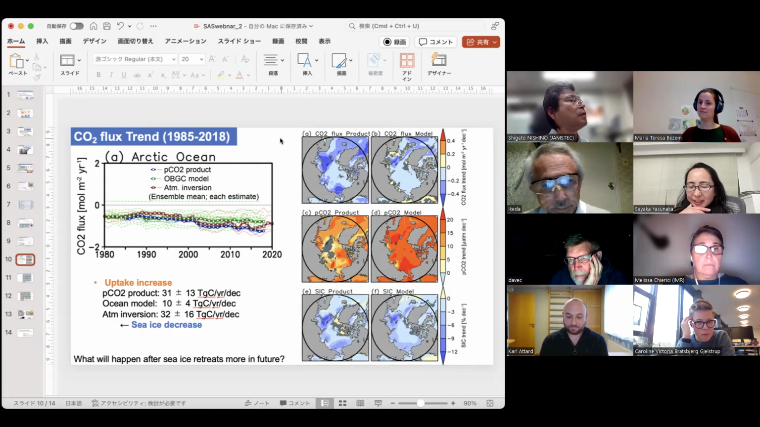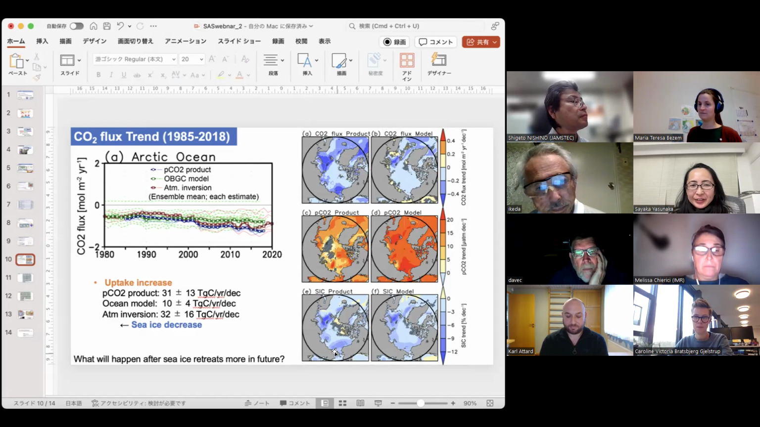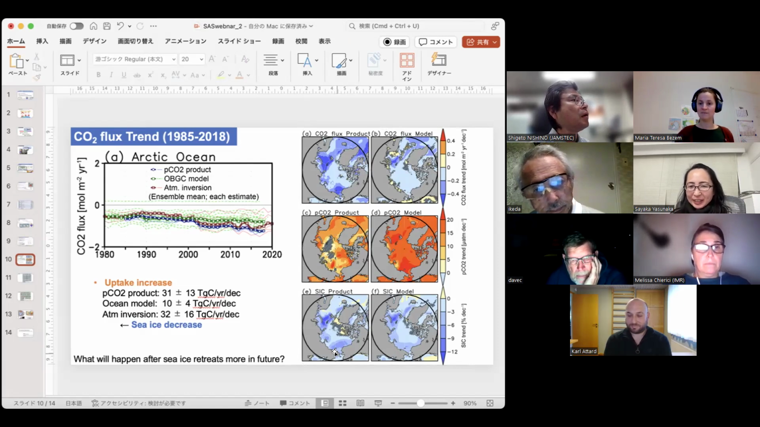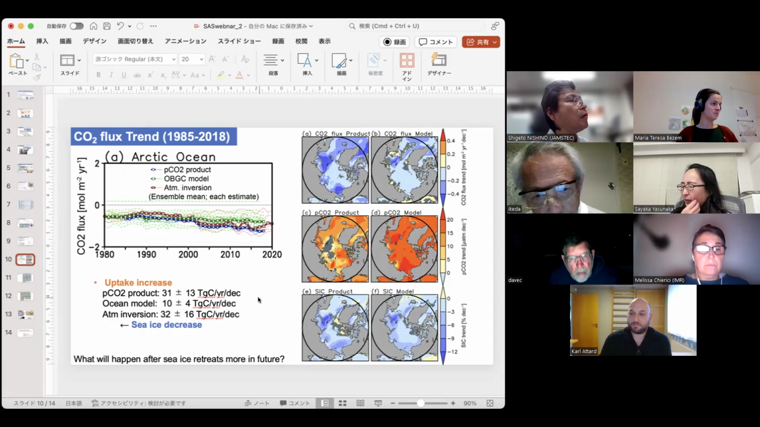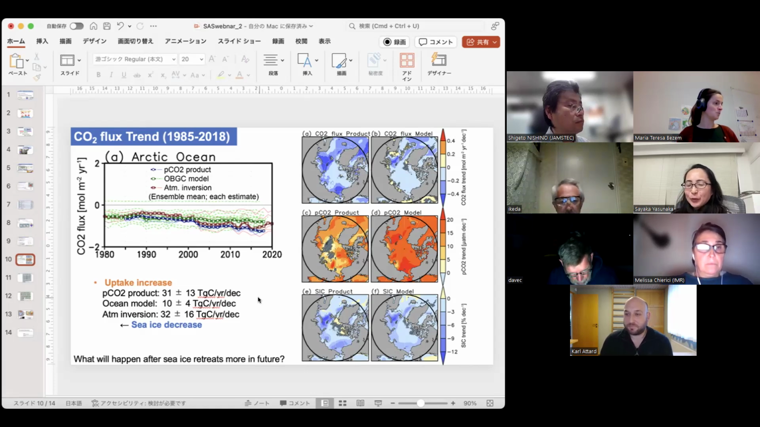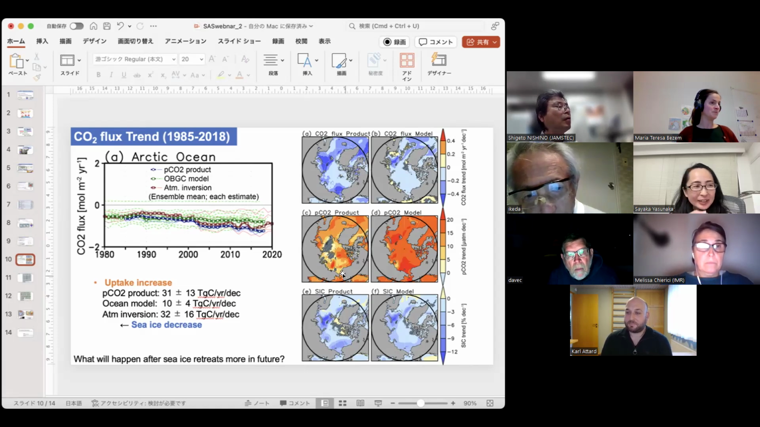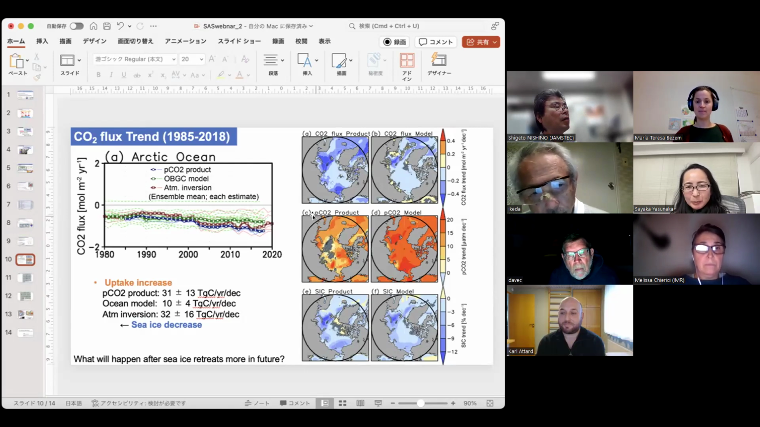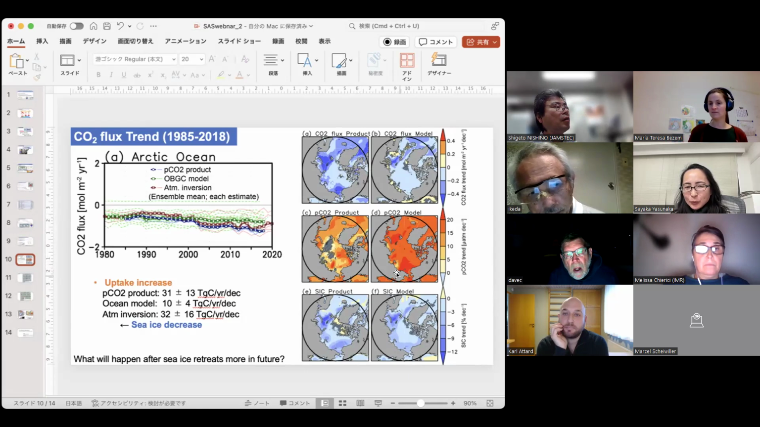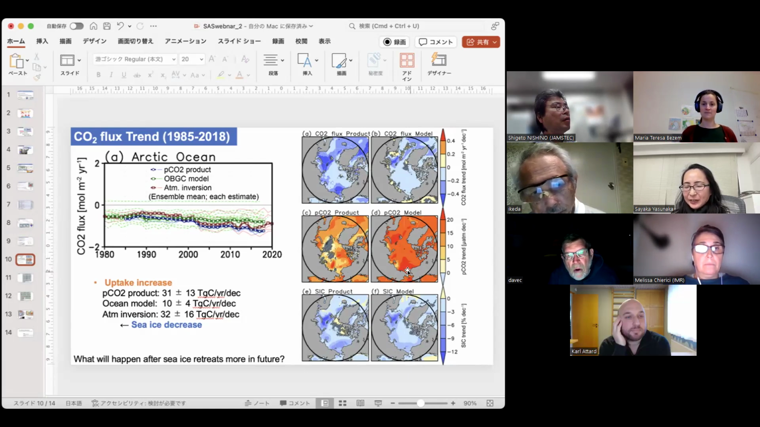At this stage, we don't know, we haven't calculated, but the sea ice effect can be calculated. At this stage, the sea ice decrease is much more important than the other effects. But I don't know about the future; maybe the biological effect will become more important. But if the biological effect is important, the PCO2 trend is much smaller in this area.